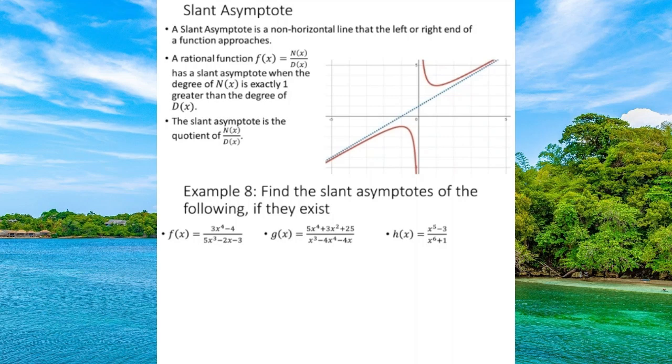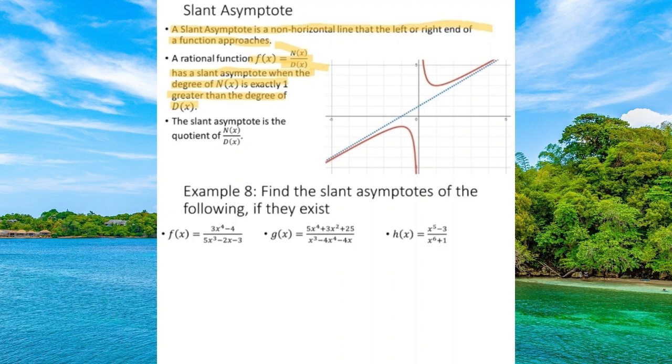Even though some rational functions do not have horizontal asymptotes, we can still describe their end behavior by using something called slant asymptotes. A slant asymptote is a non-horizontal line that the left or right end of a function will approach. Specifically for rational functions in the form of n of x over d of x, the rational function will have a slant asymptote when the degree of the numerator is exactly 1 greater than the degree of the denominator. Note that a rational function will not have a horizontal asymptote if the degree of the numerator is exactly 1 more than the denominator, but it will have the slant asymptote.